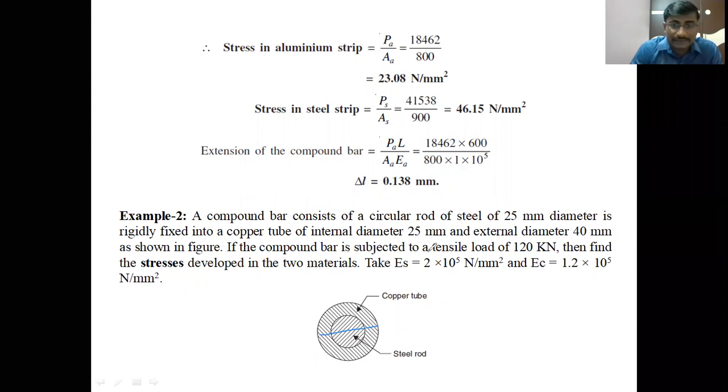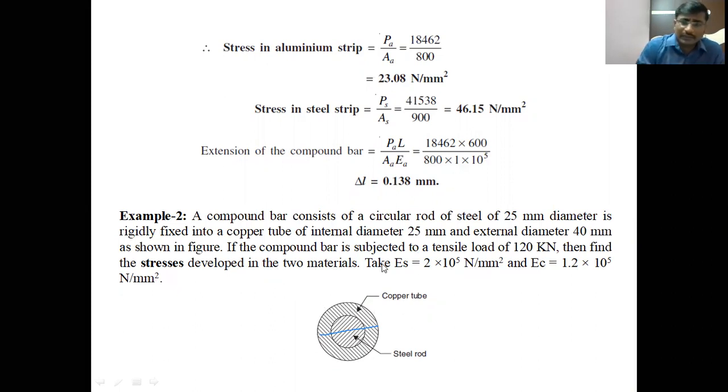The compound bar is subjected to a tensile load of 120 kilonewtons. On this compound bar we are applying the 120 kilonewtons load. Then find the stresses developed in the two materials. What is the stress in the steel rod and what is the stress in the copper tube? Take E_S, Young's modulus for steel rod, as 2 into 10 to the power of 5 newtons per mm square, and Young's modulus for copper as 1.2 into 10 to the power of 5 newtons per mm square. This is the problem given in the second example.